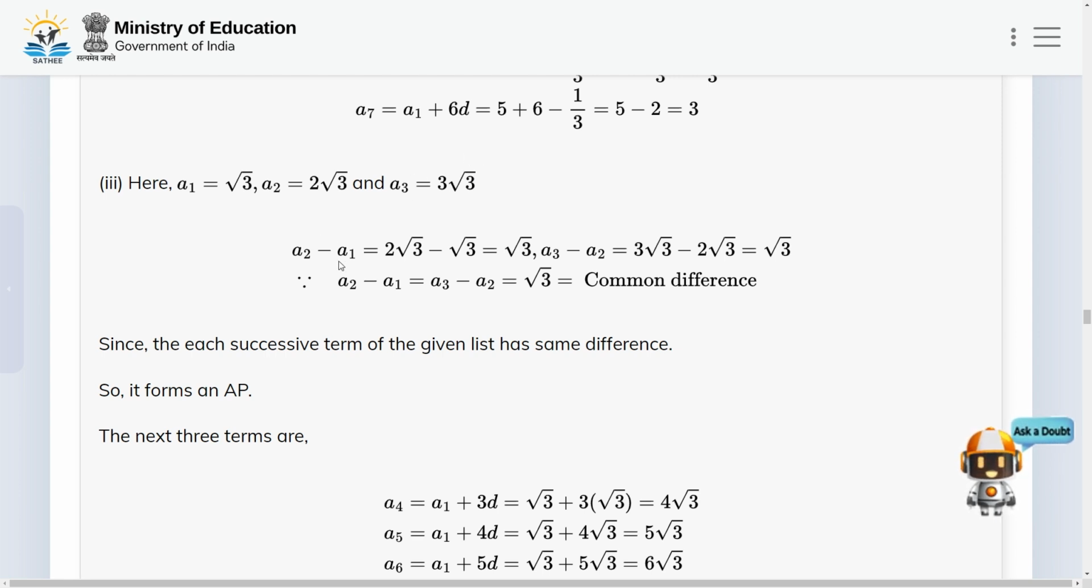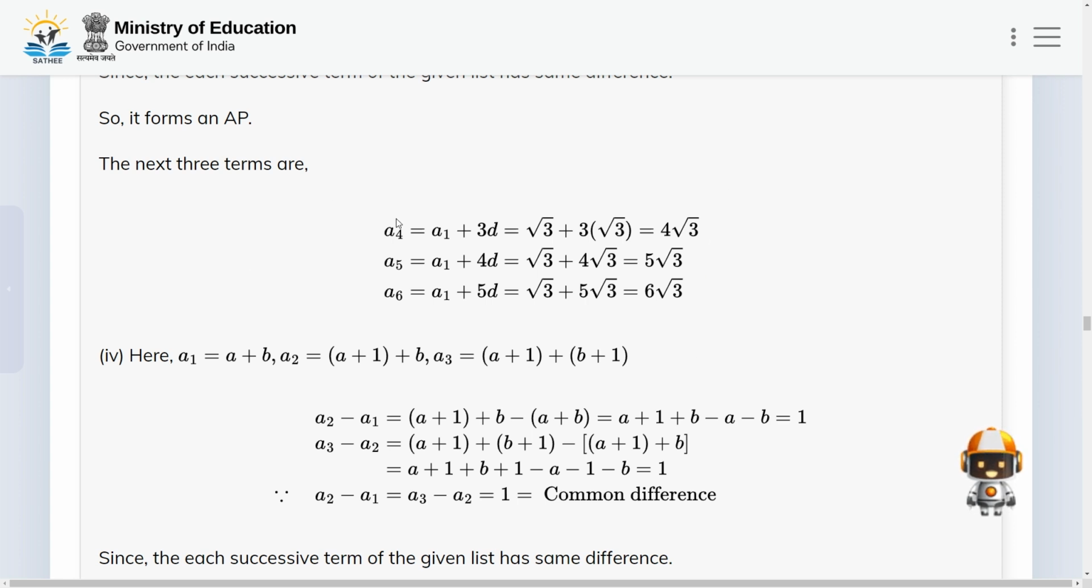So a2 minus a1 is equal to 2√3 minus √3, that is equal to √3, and a3 minus a2 is equal to 3√3 minus 2√3, that is equal to √3. So since a2 minus a1 is equal to a3 minus a2, which is equal to √3, this is actually the common difference of this list of numbers. Since each successive term of the given list has the same difference, this list of numbers forms an AP. And now our target is to find the next three terms.